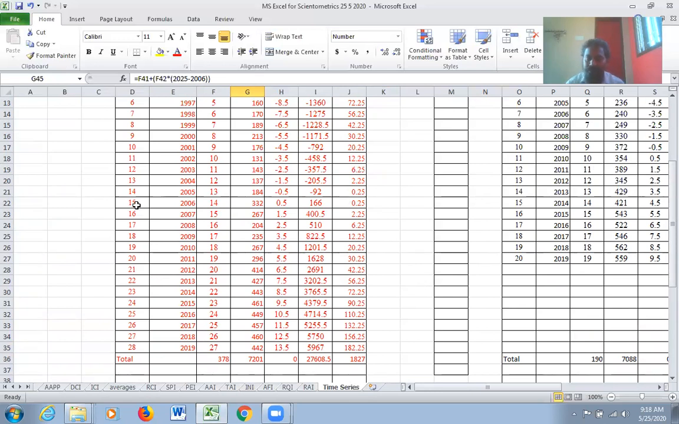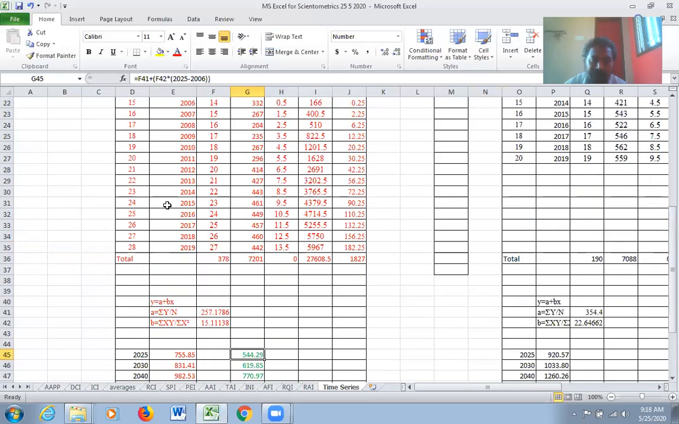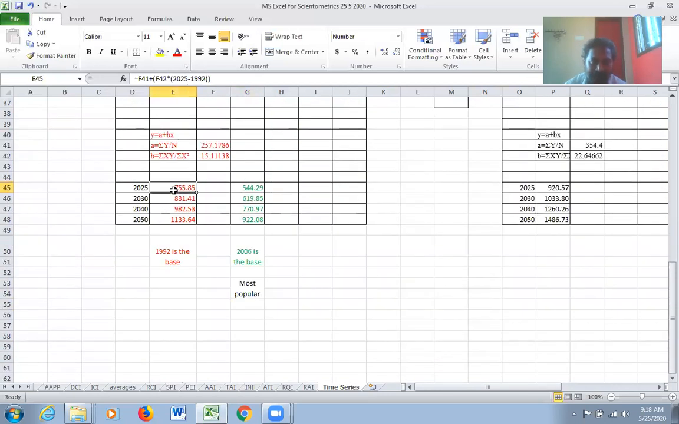So there are 28 years. You divide it into two halves of 14. So what is the 15th year? 2006. After dividing into two, what is the first year of the second half? 2006. So instead of using 1992 in this particular formula, here you need to use 2006. 2030 minus 2006, 2040 minus 2006, 2050 minus 2006. See, both kinds of calculations are there, but in most cases I have seen the use of the middle value.